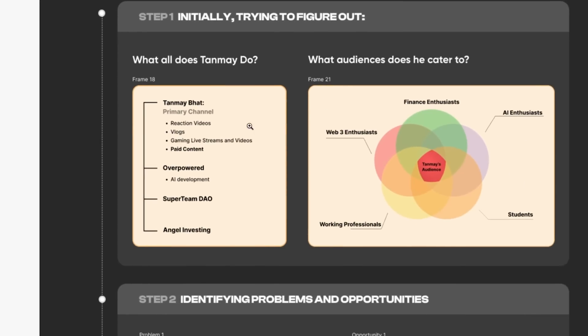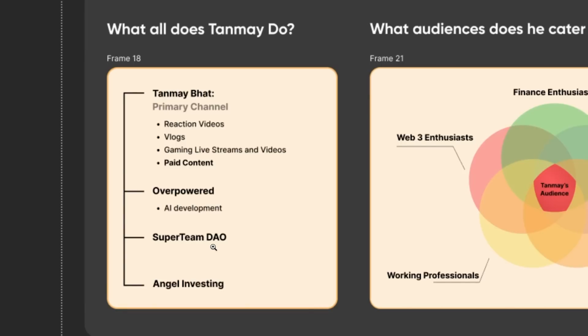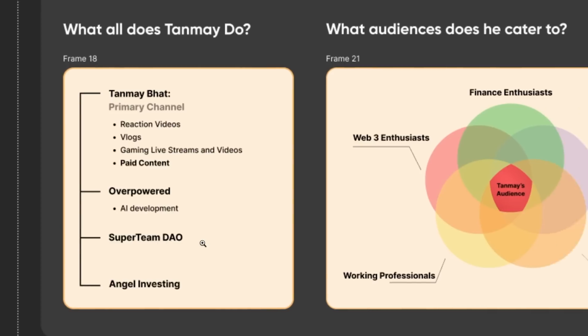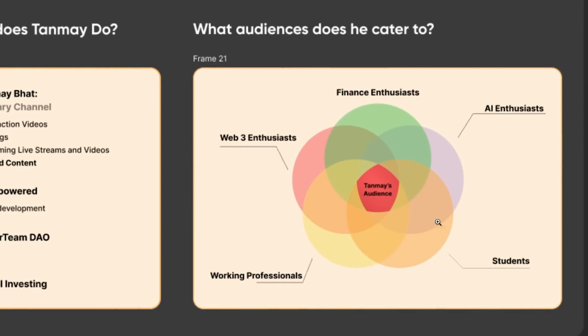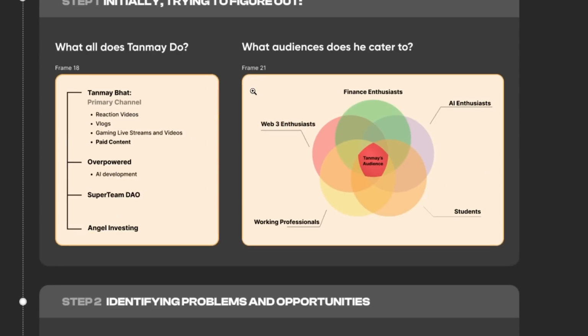So from what I see, I understand that Tanmay does 4 types of things. It's also very unclear what this is. I only understood YouTube channel and angel investing. I don't know what these 2 things are. And what audience does he cater to? I don't know why this is in a big graph. I would just have probably 5 items and let that go. All right, so again, that's fine.